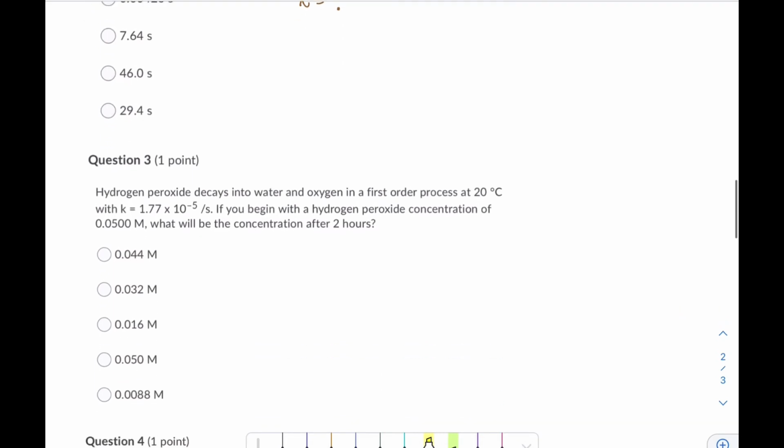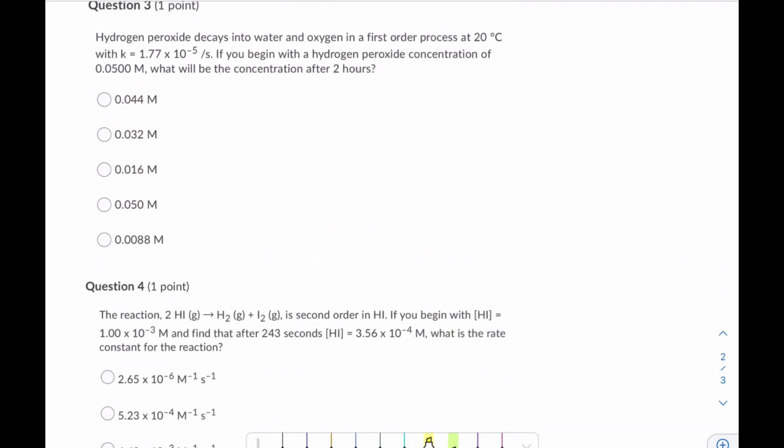Plug into that equation. Hydrogen peroxide decays into water and oxygen in a first order process. K equals this. The initial concentration is this. The time equals 2 hours. What is the concentration at time t? Here you do have to watch your time units. Time is 2 hours, and you'll see that your rate constant is given in seconds, so convert that to seconds. You can use a Google converter if you want to. Ask Google how many seconds are in 2 hours, or you can do it by hand.